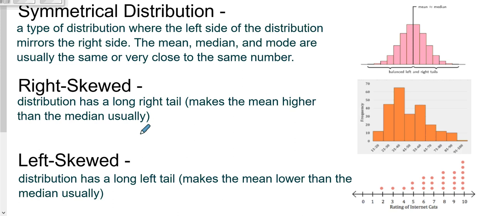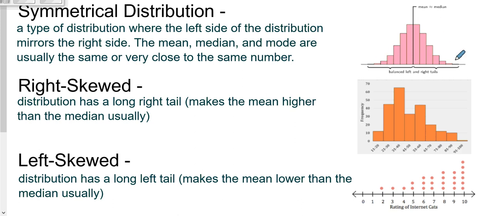Is it evenly distributed? Is it skewed one way or another? Okay, so here we have a picture on the right of a symmetrical distribution. What this means for it to be symmetrical is that the left side of the distribution mirrors the right side. See how here the left and the right look pretty much the same. I think in this graph they really are the same. They don't have to be exact for it to be symmetrical.